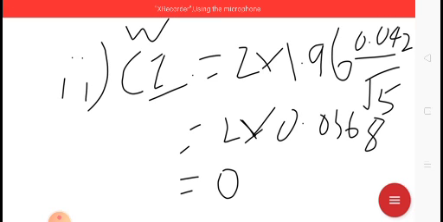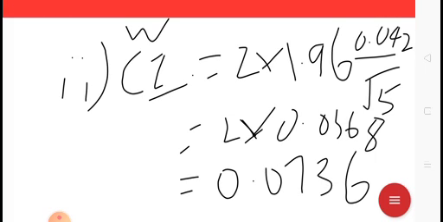So you will get the interval, the width is equal to 0.0736, alright? So this width will be the distance between the lower boundary and the upper boundary, right? So that is the width of the confidence interval.